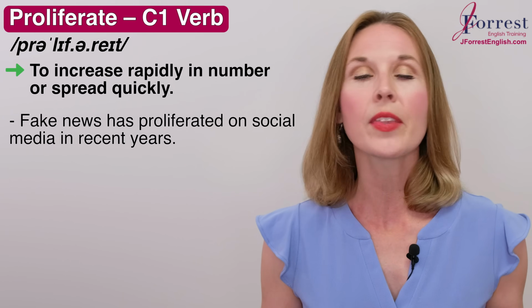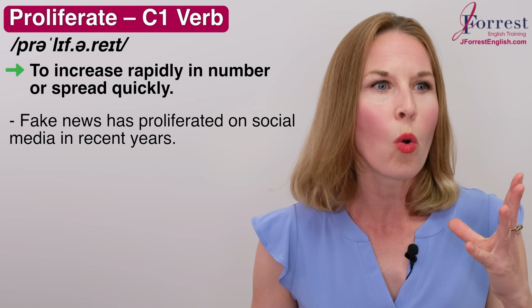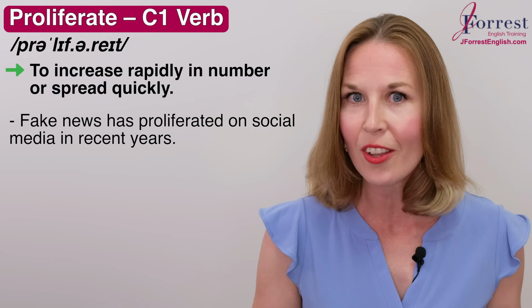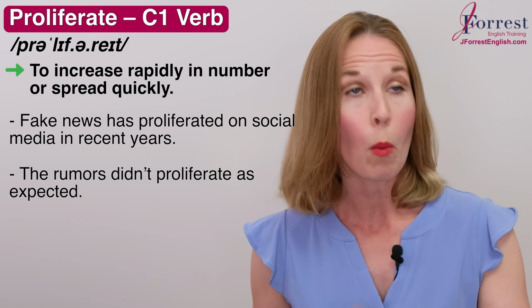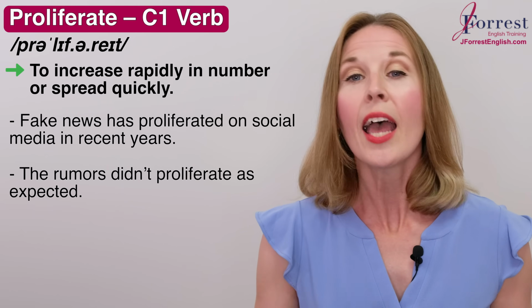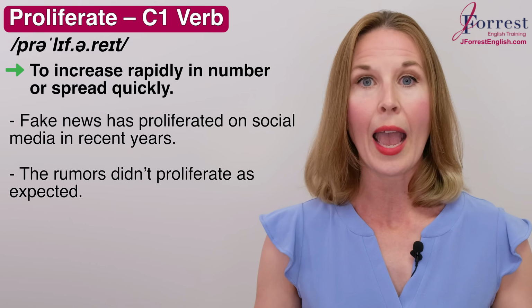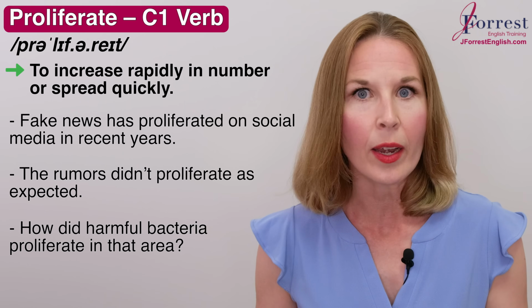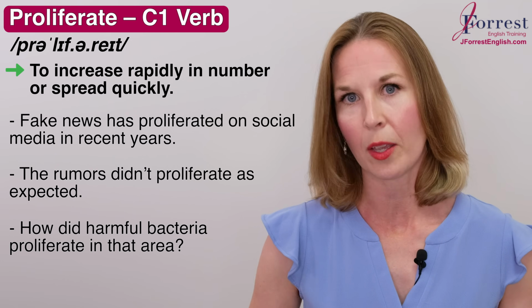You can use this with something every day like rumors, false or just information that hasn't been verified that people share with each other. The rumors didn't proliferate as expected. So that could be a positive thing because you're using it in the negative. And this is very commonly used in a science perspective. For example, how did harmful bacteria proliferate in that area? How did it spread or increase in number so quickly?